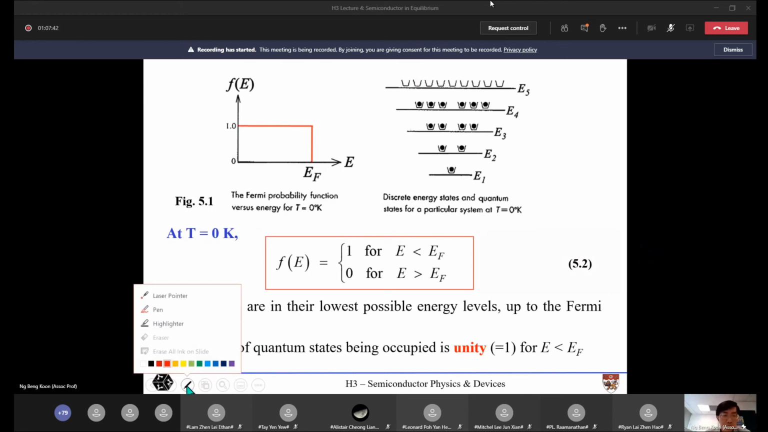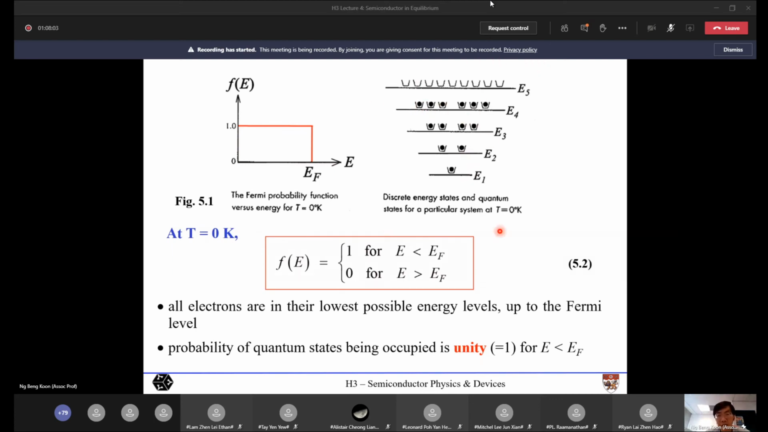So if you look at a physical system like this, let's say I have some electron system with a few different energies from E1 to E5. And let's say at each of the energy levels, you have a different number of states, represented by these cups that you see there. Each cup is one state. And suppose we have so many electrons in this system.